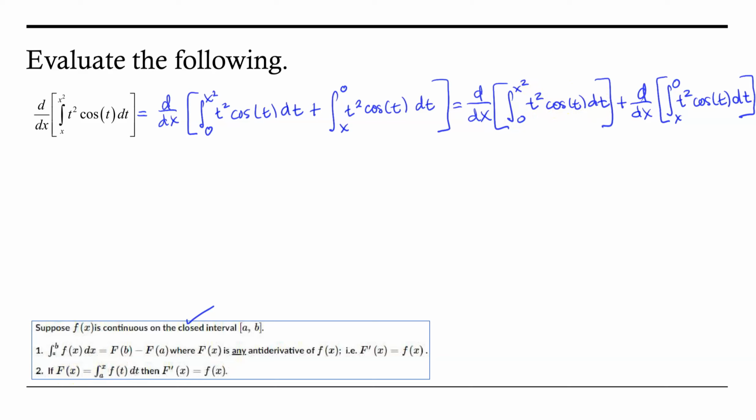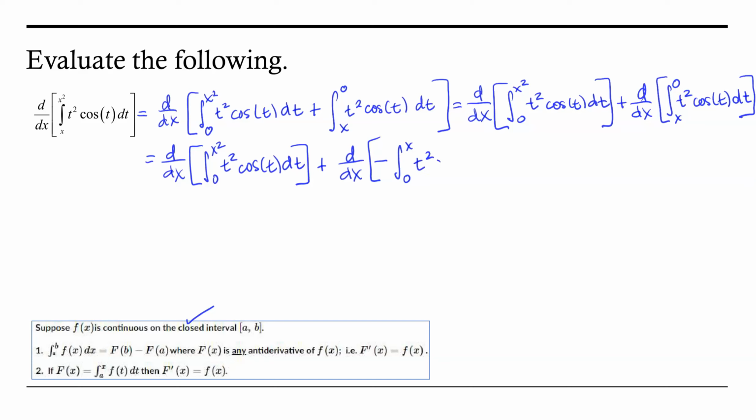Fortunately, that's pretty easy to fix by reversing the order of integration. So we'll have the derivative with respect to x of the integral from 0 to x squared of t squared cosine of t dt plus the derivative with respect to x. Now I'm going to reverse the order of integration there. So I'm going to get a negative integral from 0 to x of t squared cosine of t dt.